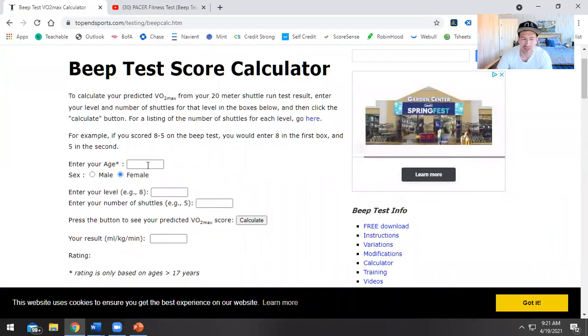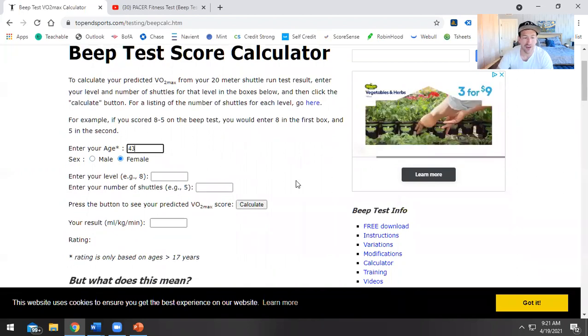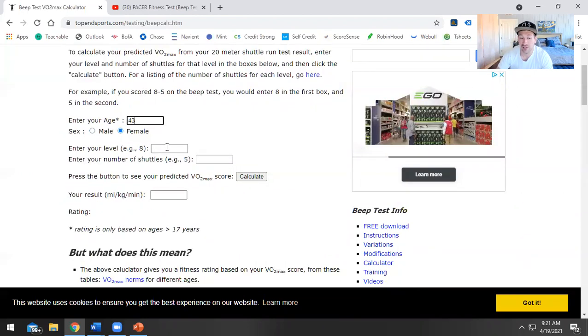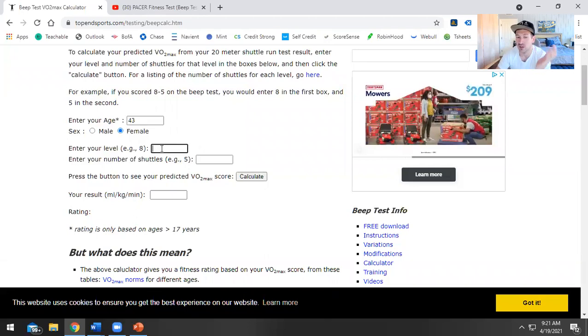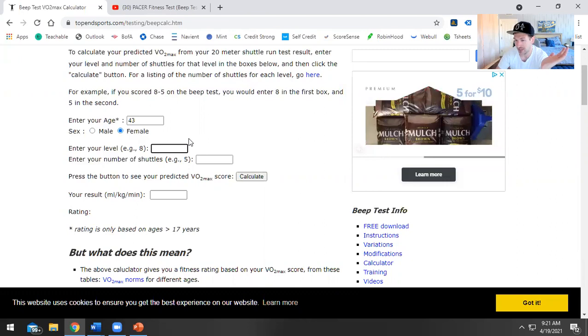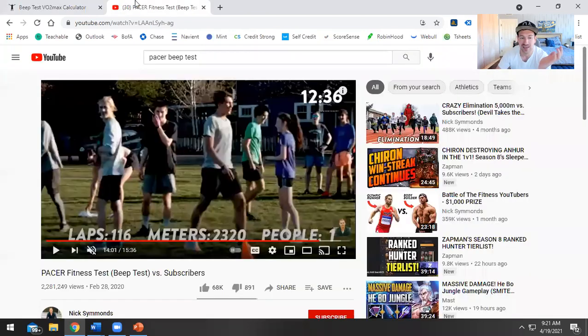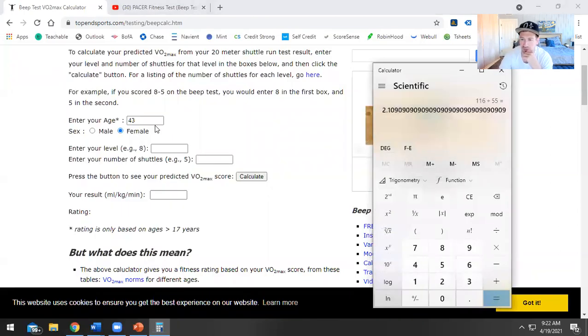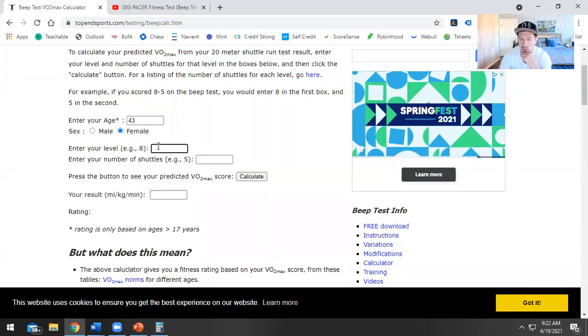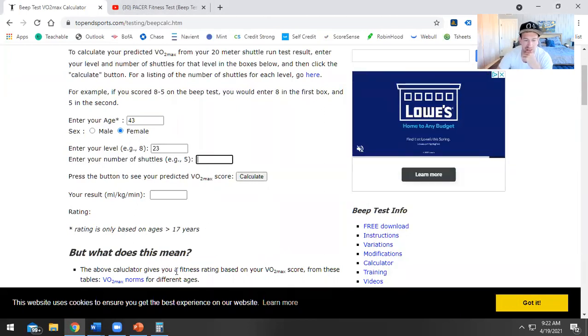So you enter your age, right? Again, let's say we got our 43-year-old client. You enter the level that they got, and their number of shuttles that they got. This person, it actually doesn't say in this video here, but 116 laps, I think that's 116 divided by 5. Yes, they get to like level 23. And then they did 116. I calculate there.